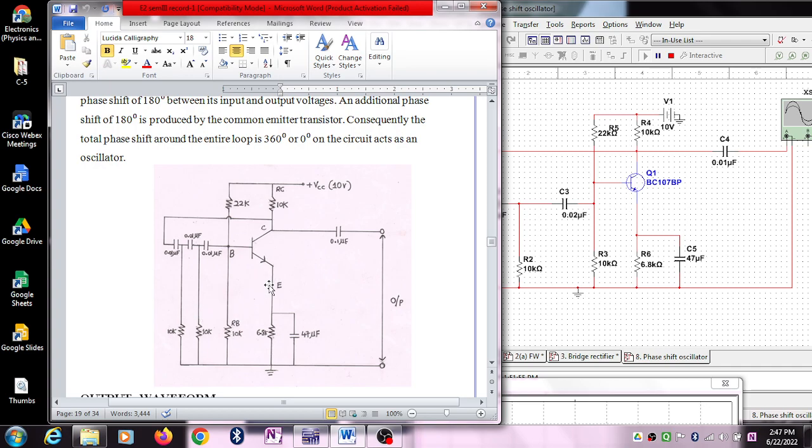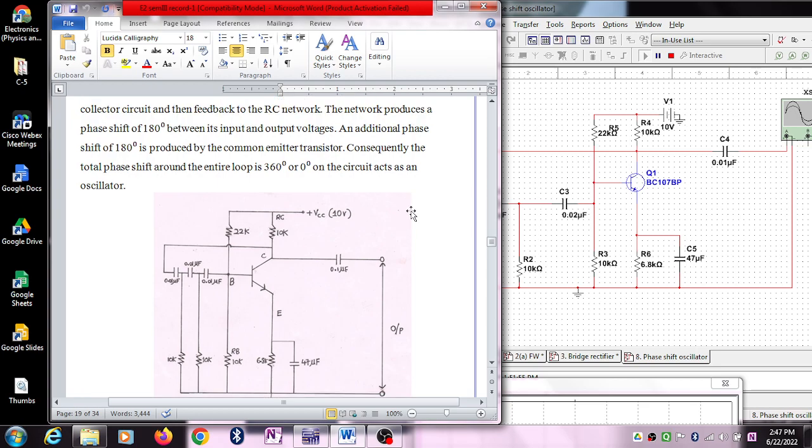The transistor in the common emitter configuration acts as an amplifier, which introduces a phase difference of 180. Therefore, the total phase difference is 360 degrees. To meet the Barkhausen criterion for sustained oscillations, the total phase difference around the entire loop should be 0 or 360 or integral multiples of that, to be able to convert it into an oscillator.